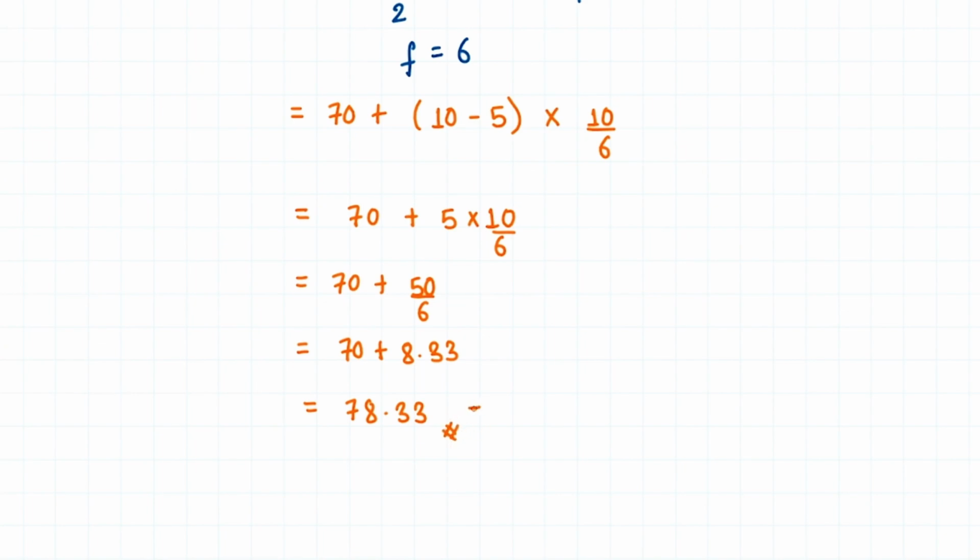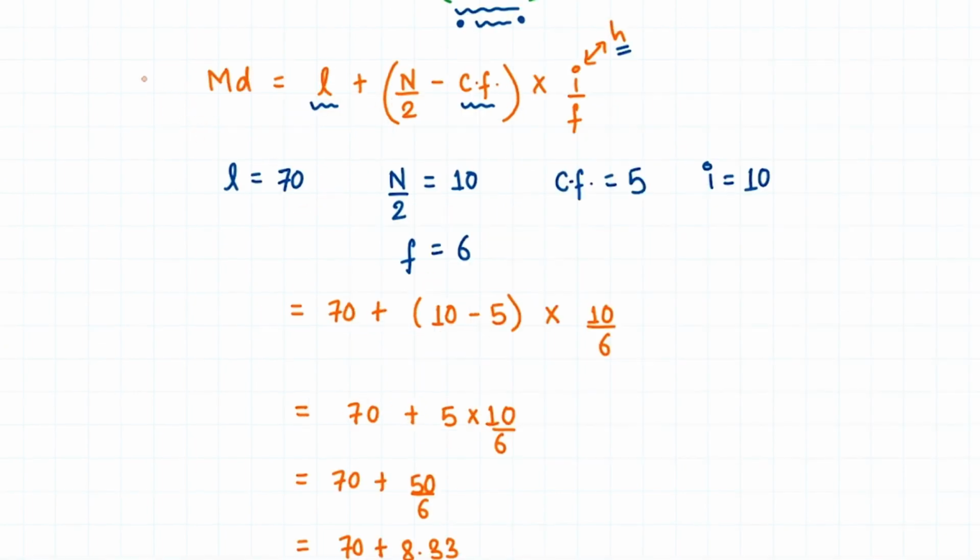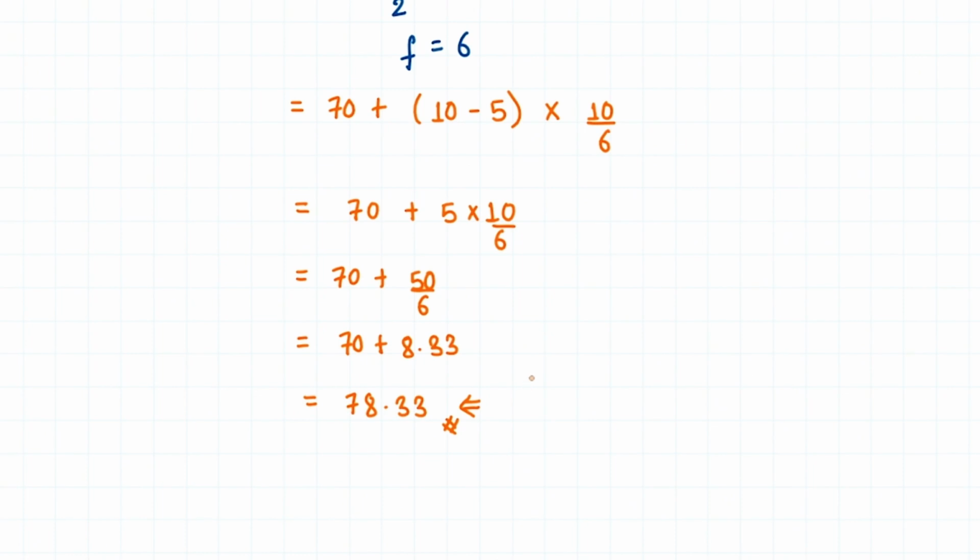Now, this is our actual median, okay? So in our continuous data, we need to use this extra formula to find the median. So it's better to write all these values beforehand so that it'll make your calculation easy to find the median, okay? And that's how we find the median of continuous data, okay?